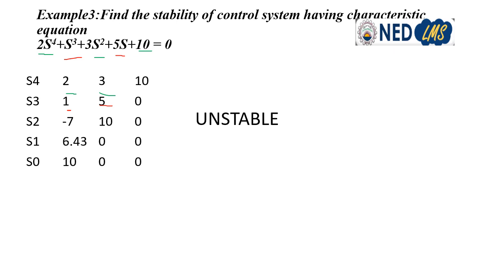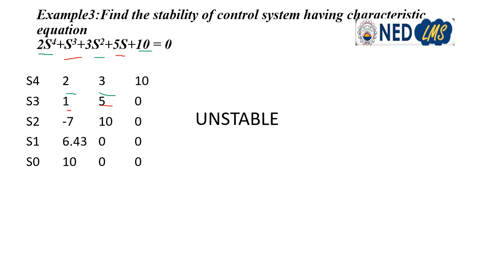So we can see here that there are some sign changes in the first column, from positive 1 to minus 7, and then minus 7 to plus 6.43. It means that we have two sign changes in the first column of the Routh table. It means that the system is unstable with two roots in the right hand side of the s-plane.